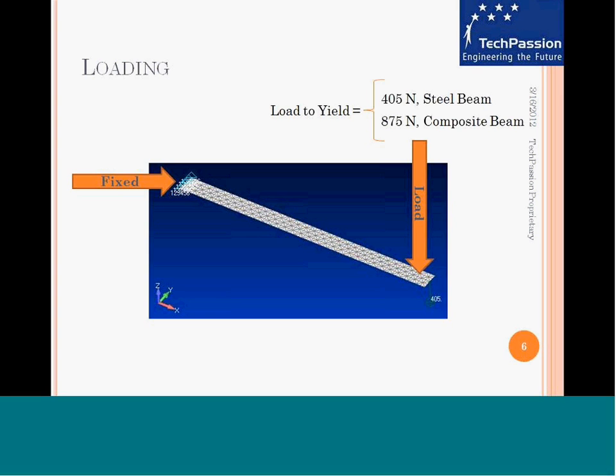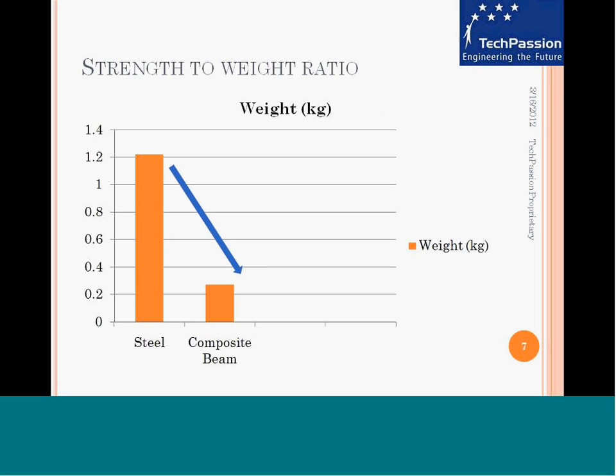So the composite beam is able to withstand a higher load compared to the steel beam, which is really not a surprise. Again, drawing attention to the slide on the material properties, the composite beam had higher strength compared to the steel beam, so this is expected. It's almost double the load that it is able to withstand. And more importantly, it's much lighter in weight. That gives it significant advantages when it comes to replacing the steel with the composite. The weight reduction that we get is about 78%.